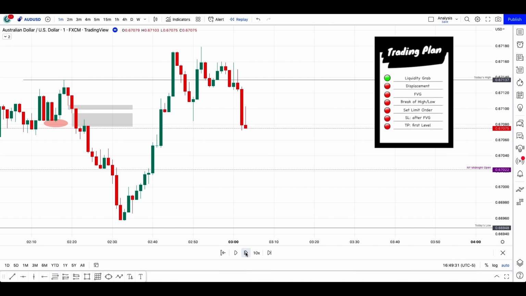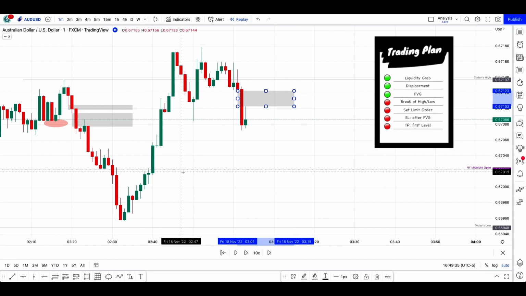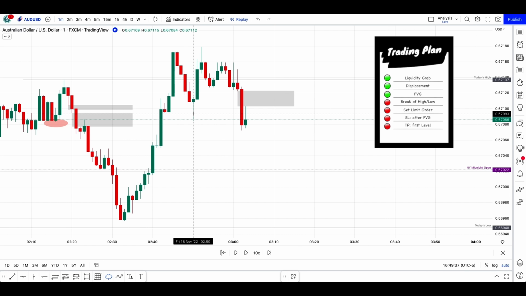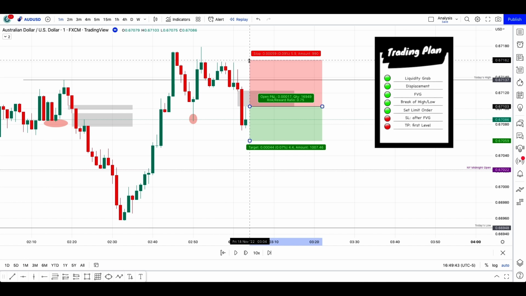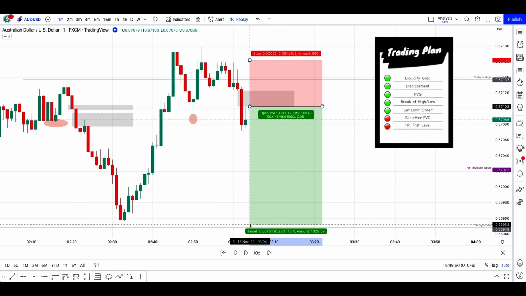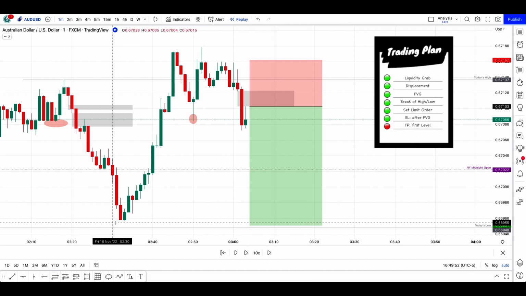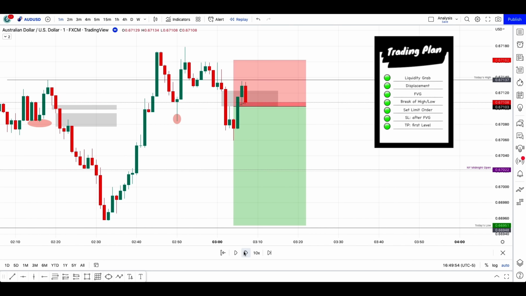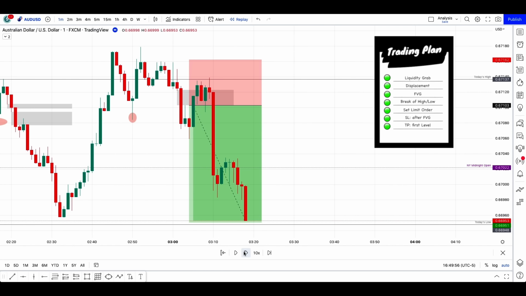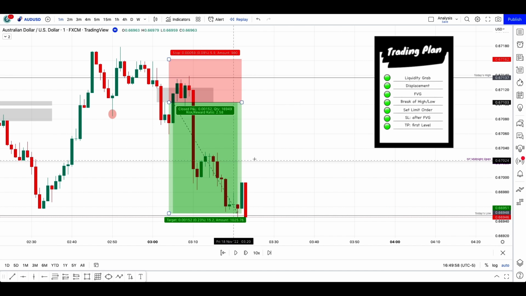Alright, so we're saying to have a displacement, exactly. And then the fair value gap here, breaking all of those lows, and this one. Six pips stop loss, and then the first target here. Nice execution, nice reaction. And there you go, take profit.